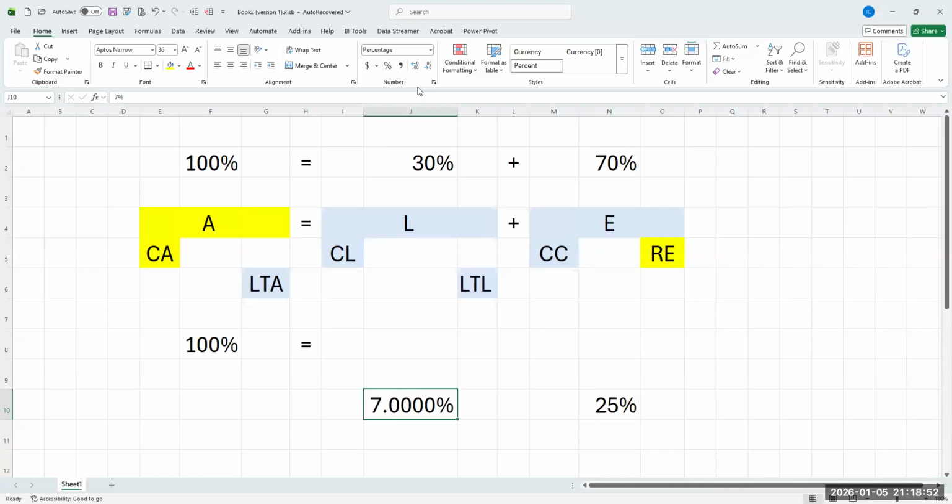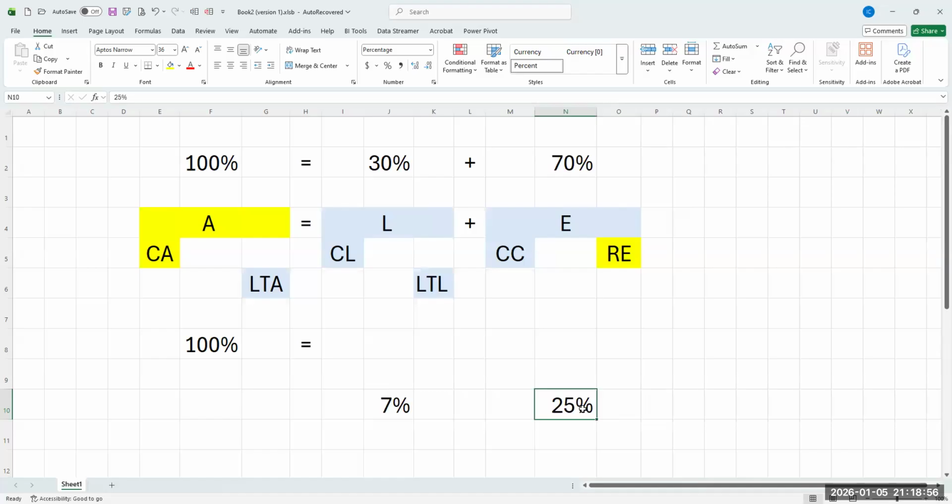Again, on the debt, I'm paying 7%. On the equity, I'm paying 25%. So those investors want a 25% return, whereas the lenders want 7%. Which one is cheaper? 7% is cheaper.